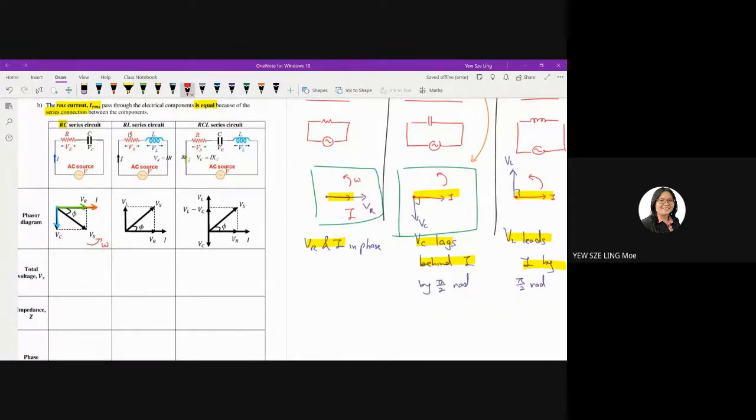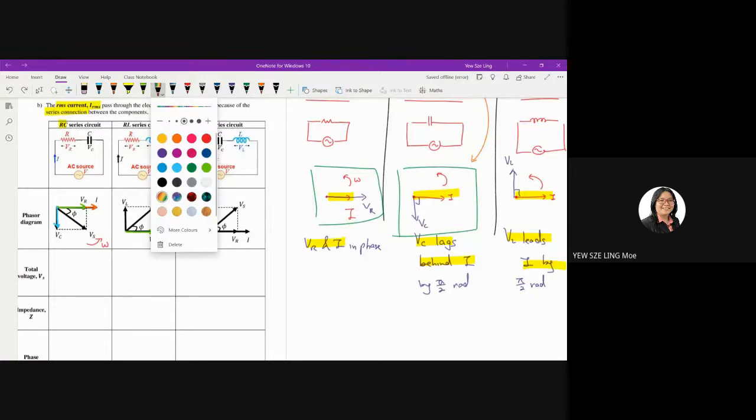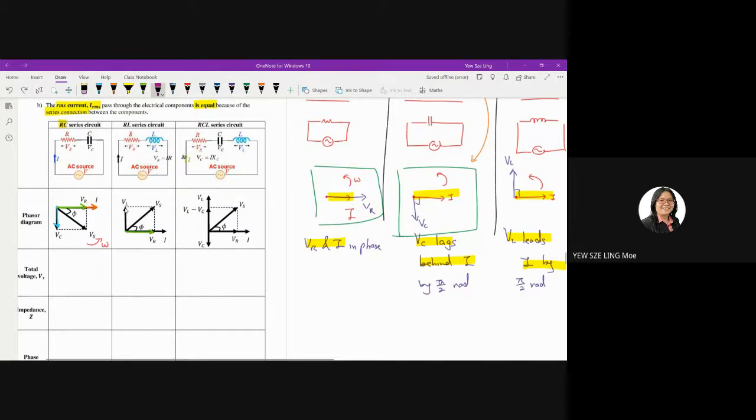All right, when it comes to the RL circuit, you see what happens here. When I stack them together, I have VR still lying on the X component, and then VL is now pointing upwards. Now I don't want this color, let me change the color. Okay, this one. My VL is now pointing upwards. So this is my VL. All right, ignore VS first. I will tell you what to do with VS after this.